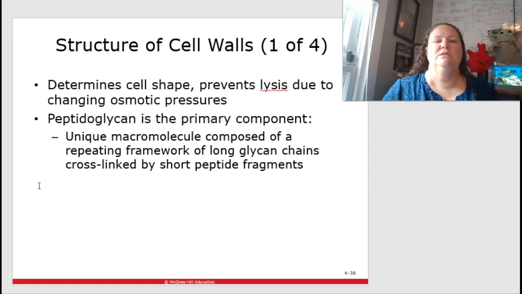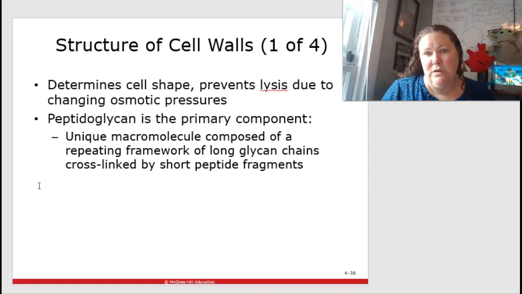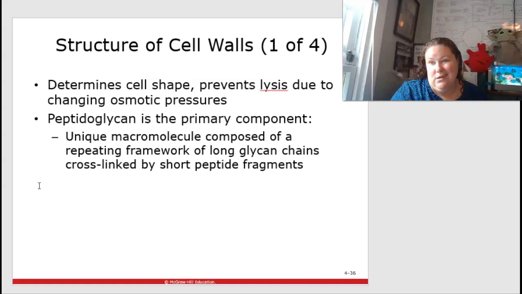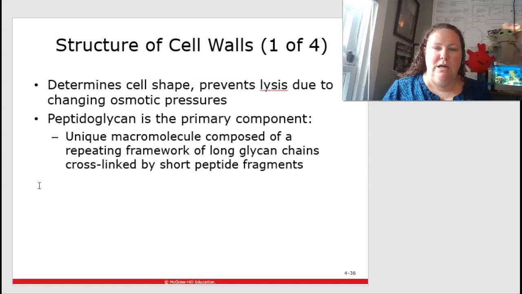So this structure of a cell wall is not only going to determine the shape, but it's also going to prevent breakdown or lysis due to the changing osmotic pressures. All right, so this is good. It kind of keeps them alive, right? And peptidoglycan is the primary component. This is a unique macromolecule, macro meaning big, composed of repeating frameworks of long glycan chains that are cross-linked by short peptide fragments.